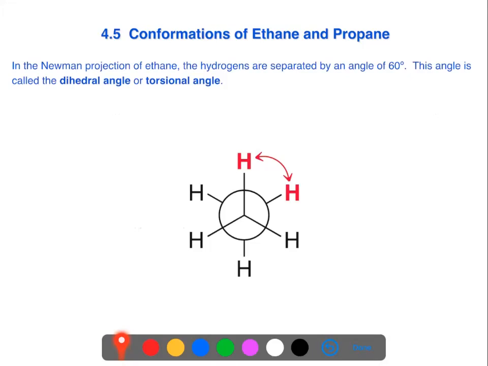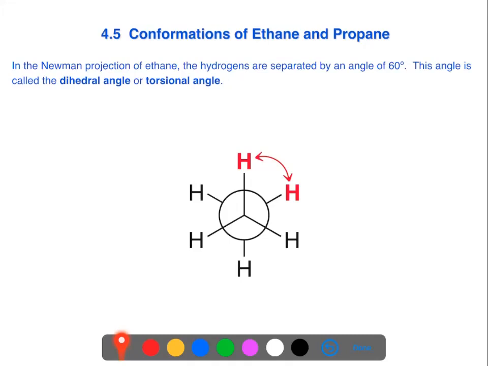In this video, we're going to cover sections 4.5 and 4.6, which deal with the conformations of alkanes, specifically ethane, propane, and butane. And we're going to be using Newman projections to show the various conformations that these alkanes can form as a result of that free rotation that occurs between carbon-carbon single bonds.